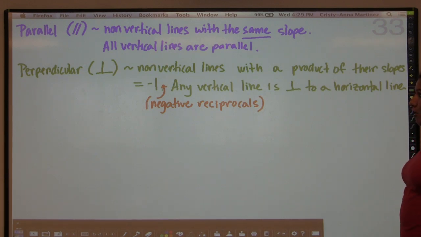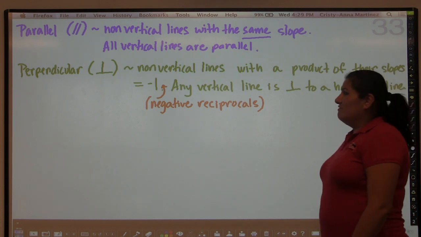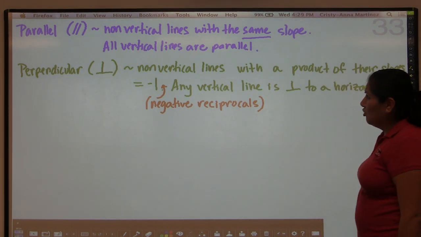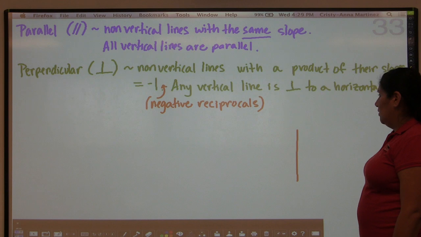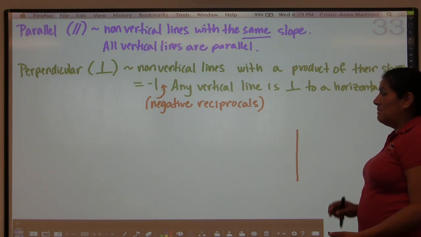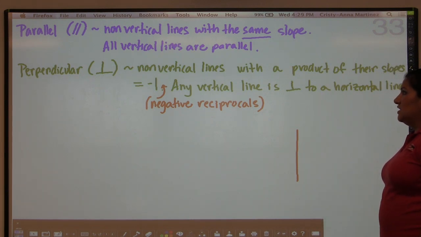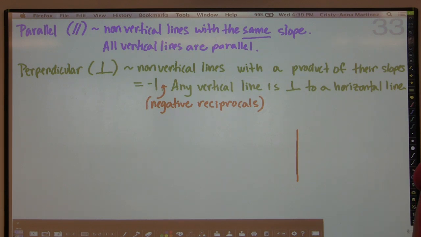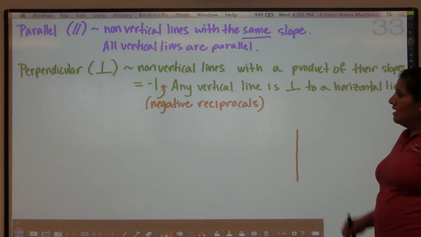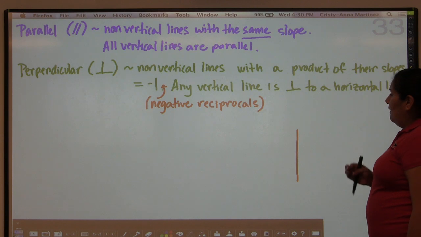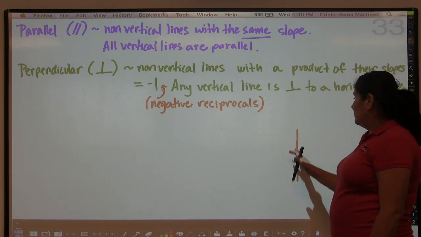But here we go. Parallel and perpendicular lines. It's kind of funny, it says non-vertical lines. That means vertical means like straight up and down, right? The reason why it specifies that it's not vertical is because vertical lines don't have a slope. The slope of a vertical line is undefined. And therefore, we want to talk separately about vertical lines.